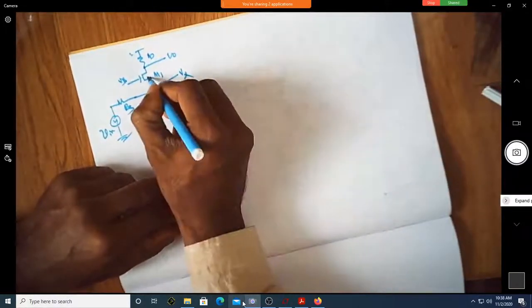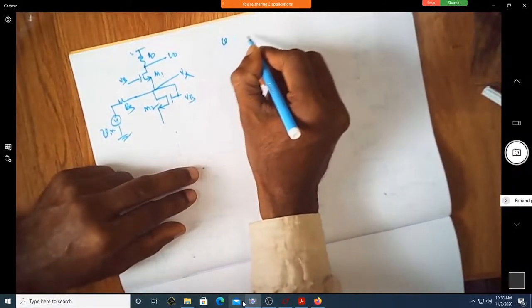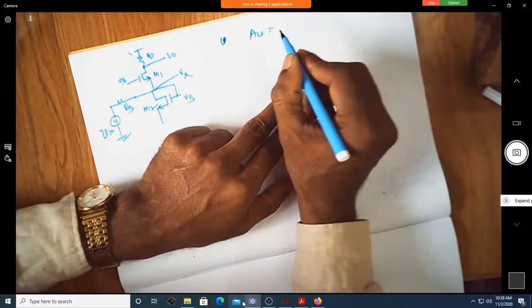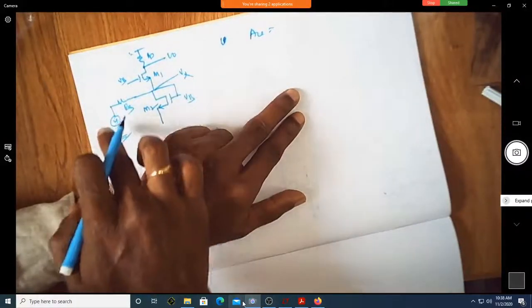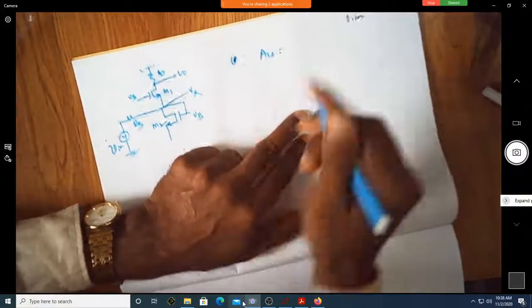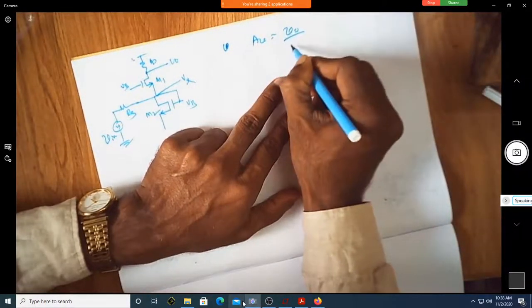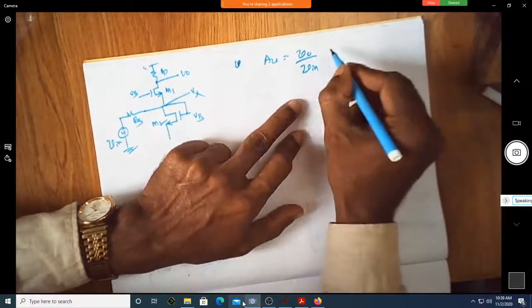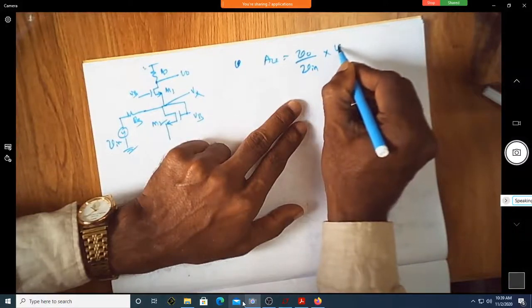Yes, sir. So shall I write? Our aim is to find what is AV. When I say AV, it is output by input. So shall I write it as V0 by Vin? Correct? Yes, sir. Shall I multiply and divide by Vx?